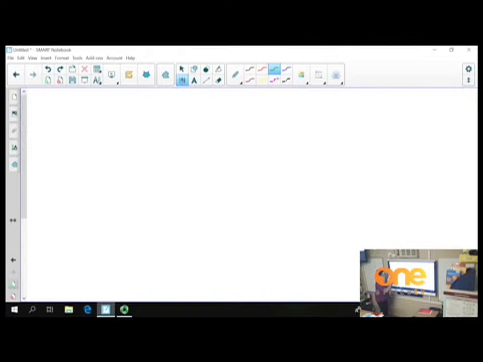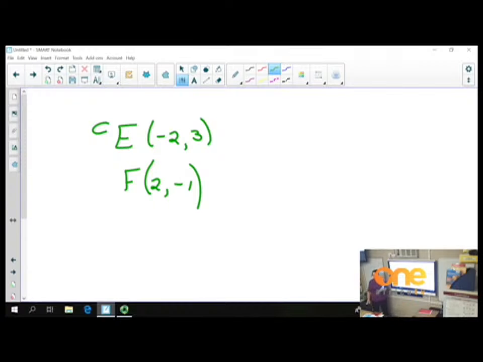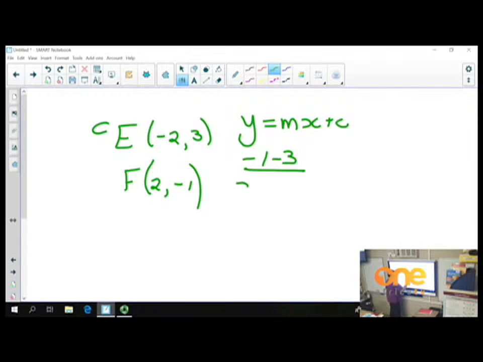Right. The next question is then question C, E, which is (-2, 3), and F, which is then (2, -1). I only have the two coordinates, and I need to find the equation of the line. What do I want? I want y is equal to mx plus c. So I need to find the gradient. Okay, what is the gradient? It's -1 minus 3 over 2 minus -2.